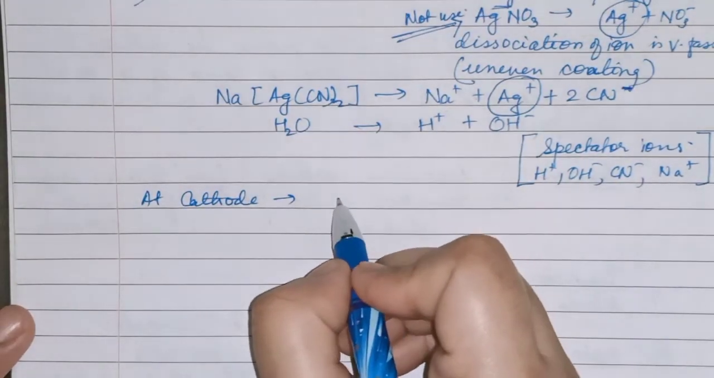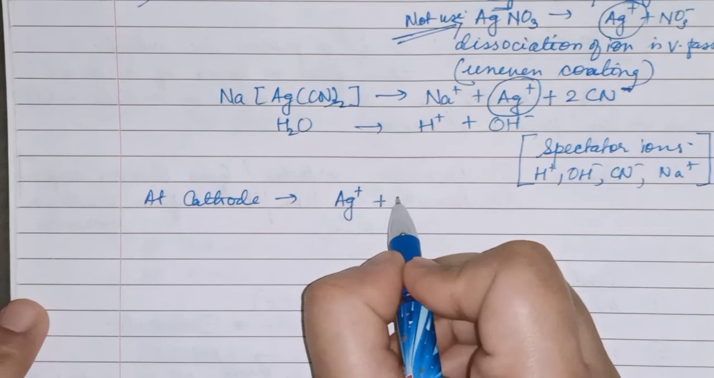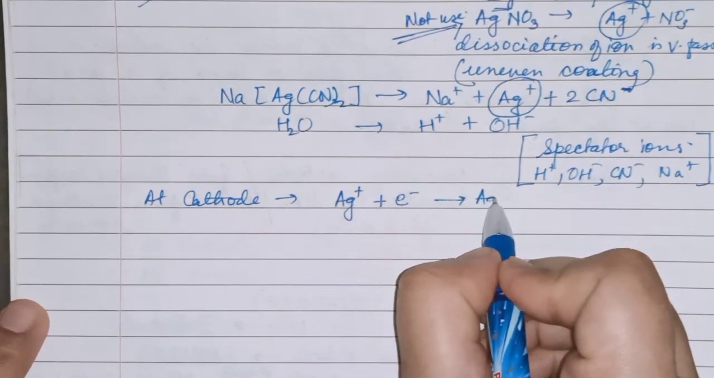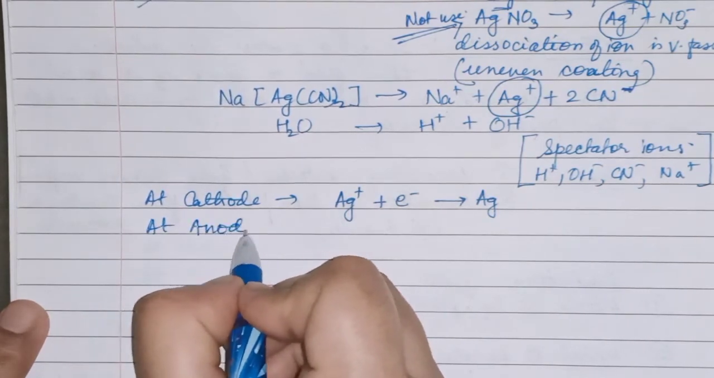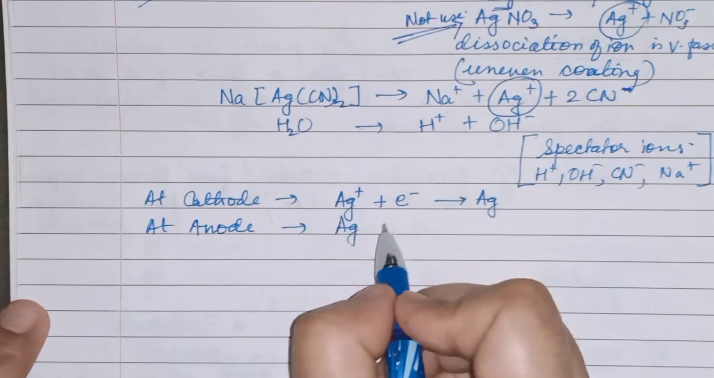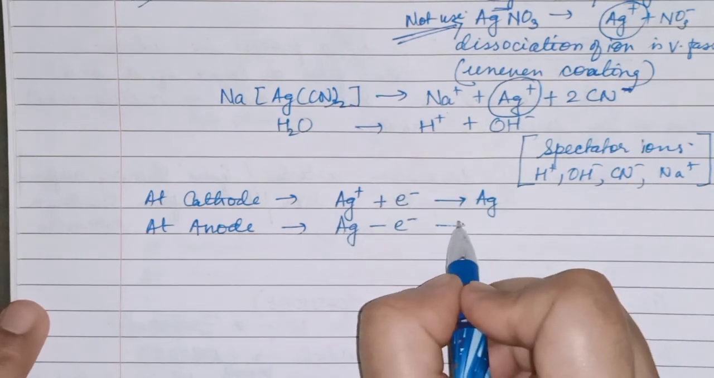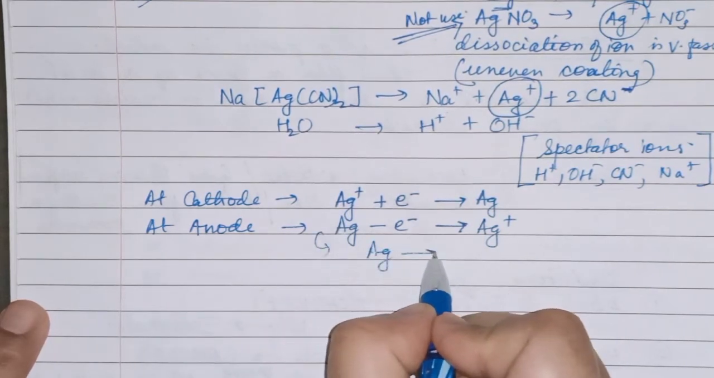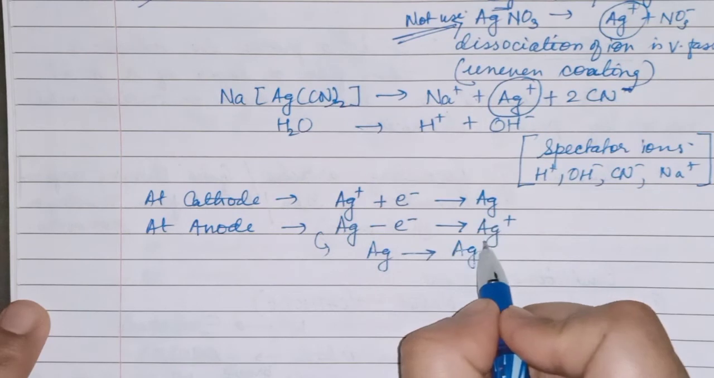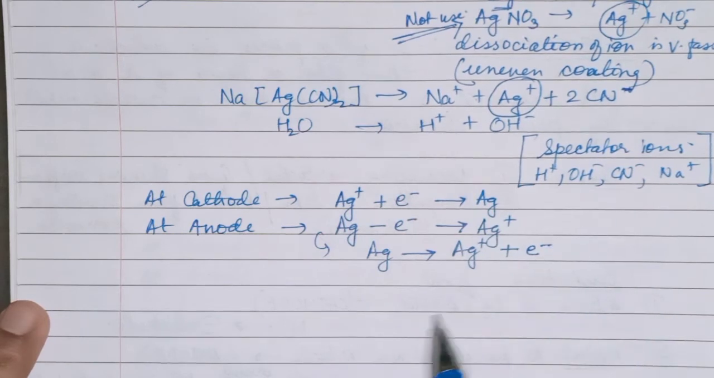Now at the cathode, what ion is going there? Ag plus. Plus means one electron is less, so we will add one electron here. So Ag plus will become Ag. And at the anode, what is happening? Silver itself is breaking down into its ion. Silver removes one electron from itself and forms Ag plus. Or you can write Ag gives Ag plus, plus the electron, which will come on the right-hand side, and minus will change into plus sign.